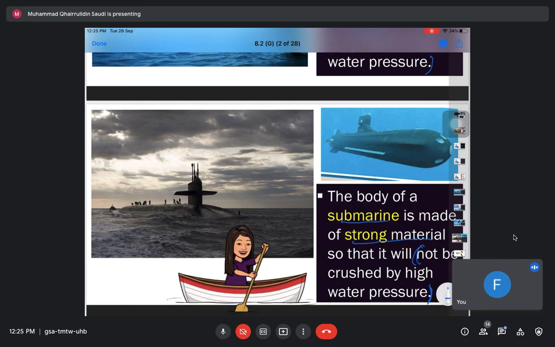Tak semua submarines can go 800 kilometers under the sea. Tak semua. Tak semua submarines can go 500 kilometers under the sea. Depends on the materials that we use to make the submarine. Okay, because of the high pressure.